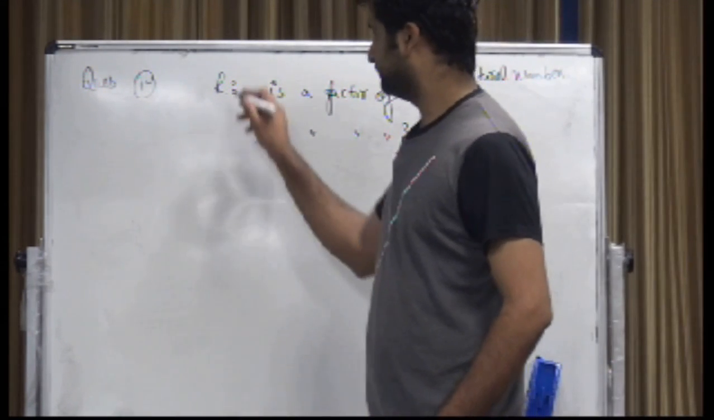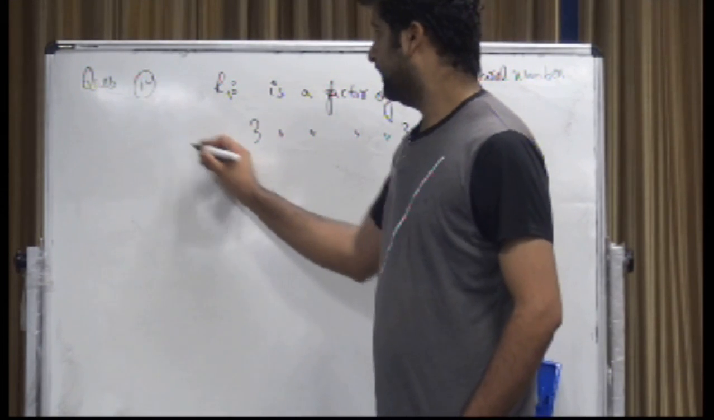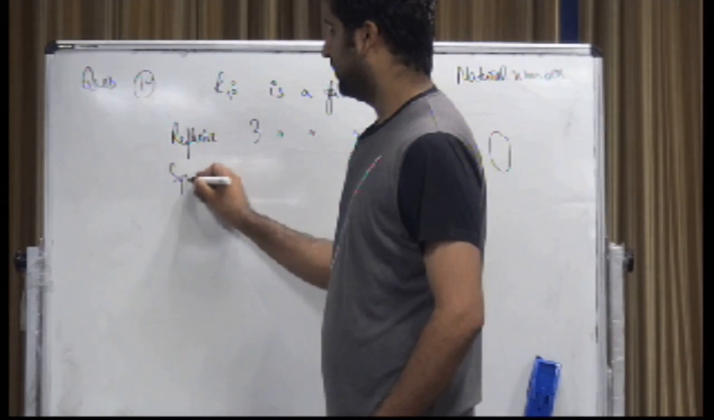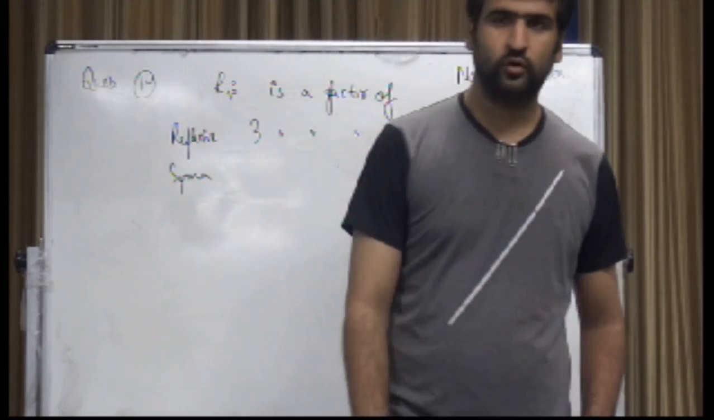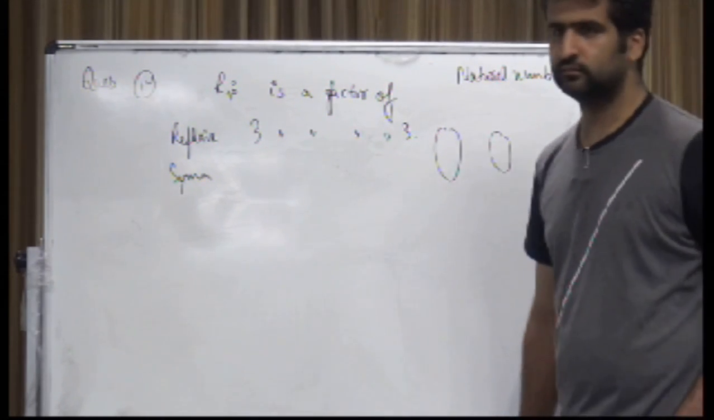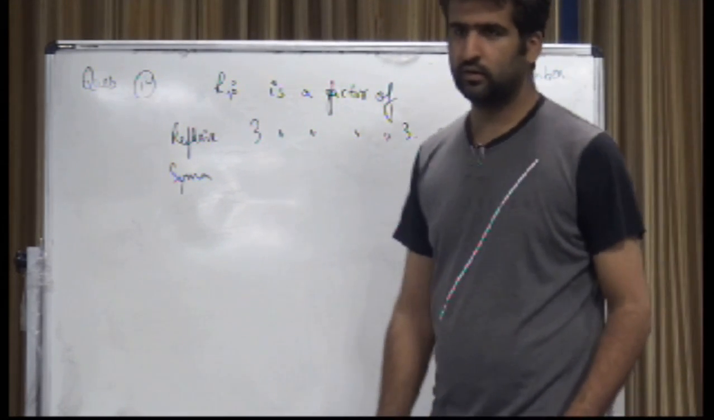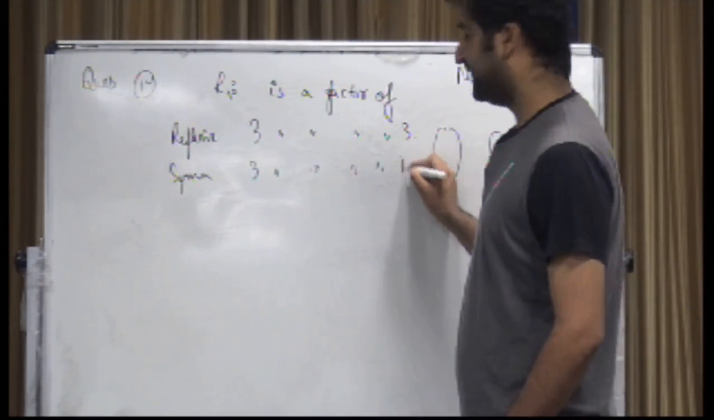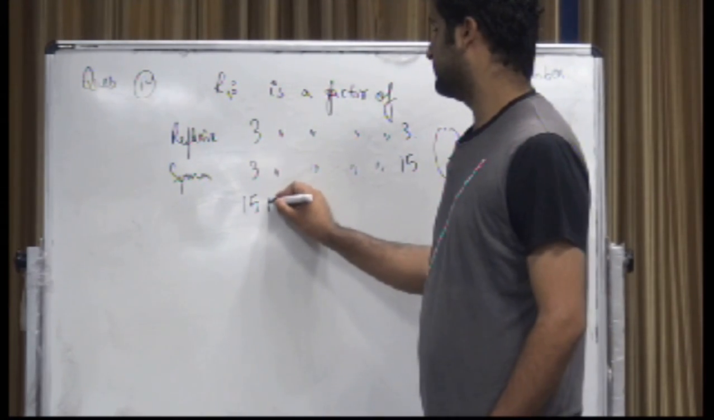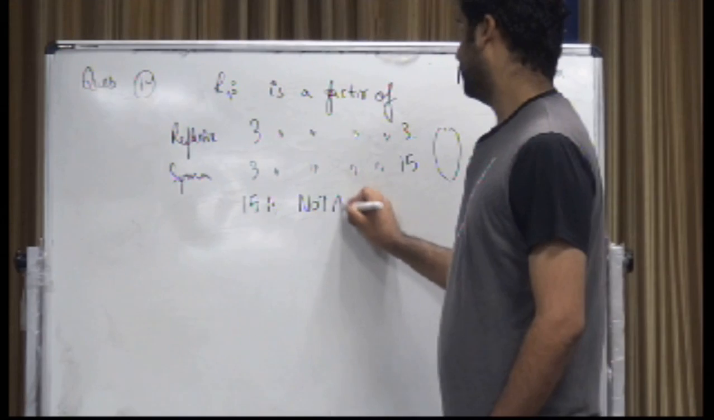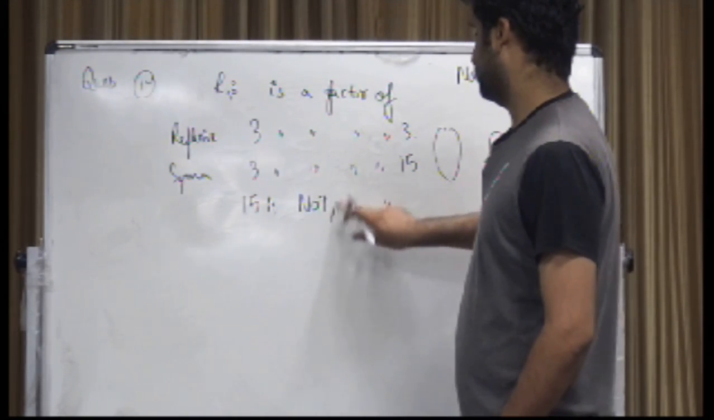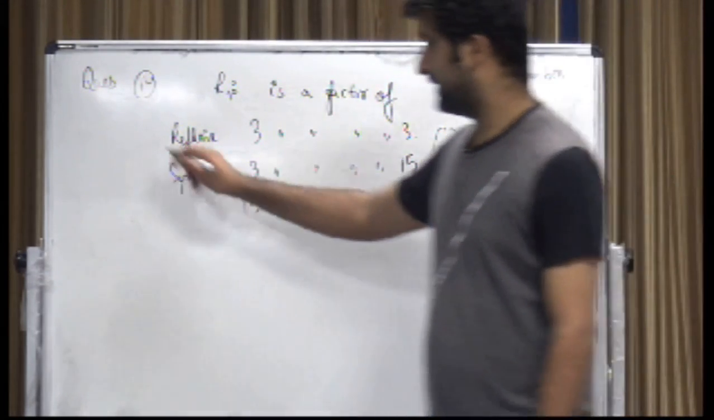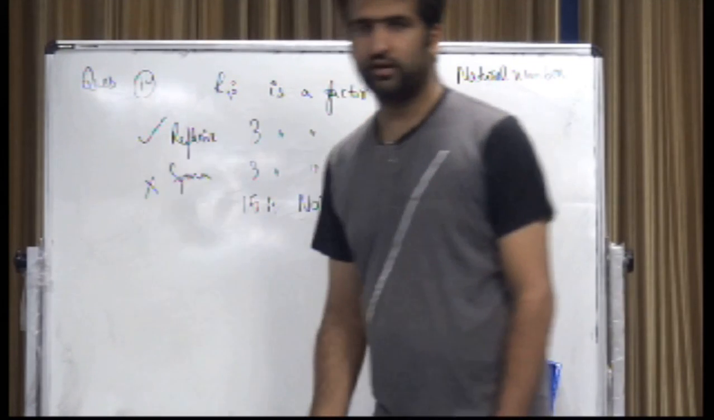And let's say we want to check whether this one is symmetric or not. So tell me, will it be symmetric? No? Why? So 3 is a factor of 15, but 15 is not a factor of 3. So therefore, the reflexive property this satisfies, symmetric it doesn't.